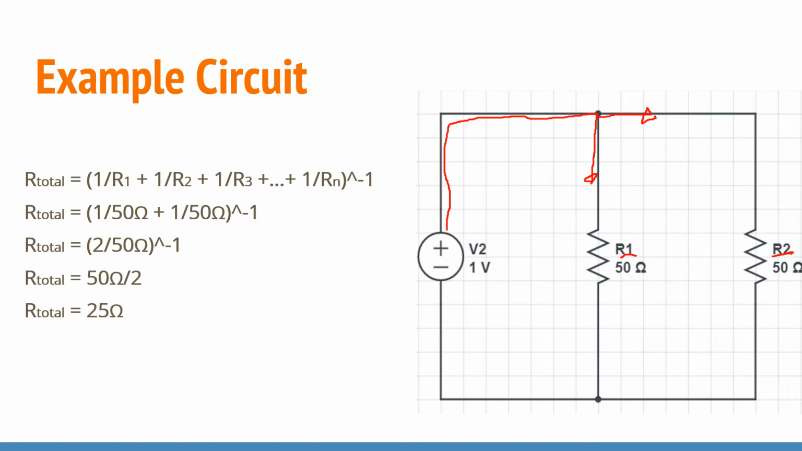We find that R1 equals 50 ohms, and we plug that in right here. And R2 also equals 50 ohms, and we'll plug that in right here. So we have 1 divided by 50 plus 1 divided by 50 gives us 2 divided by 50. We will take the reciprocal of that fraction, and we'll get 50 divided by 2, and then we'll get our final answer. Our total equals 25 ohms.